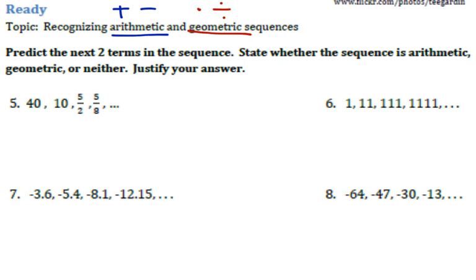Okay? So now it wants us to justify. Justifying would be just probably showing what the pattern is. That would be a pretty good way to justify. Alright, so let's take a look at number 5. So we've got 40 to 10 to 5 halves to 5 eighths. Well, to get to 40 from 10 I can subtract 30, but if I subtract 30 again I'm definitely not getting to 5 halves, so I know it's not arithmetic.